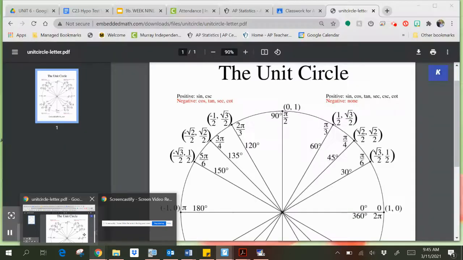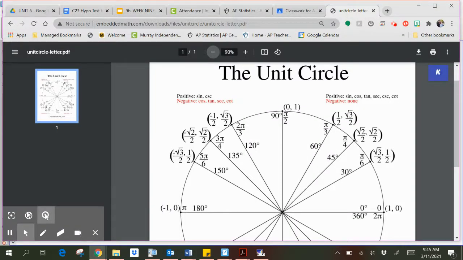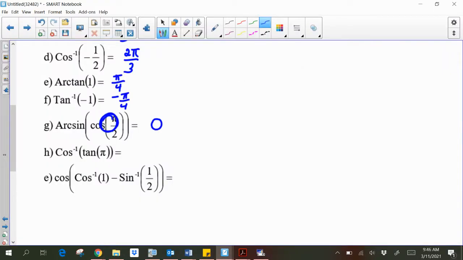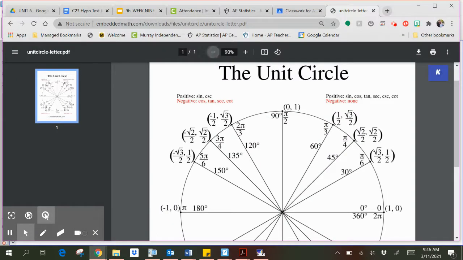So the next one, what's the tangent of pi? 0. Note that was a lowercase t, so it doesn't matter where we're on the circle, right? And so then what's inverse cosine of 0? Pi over 2.